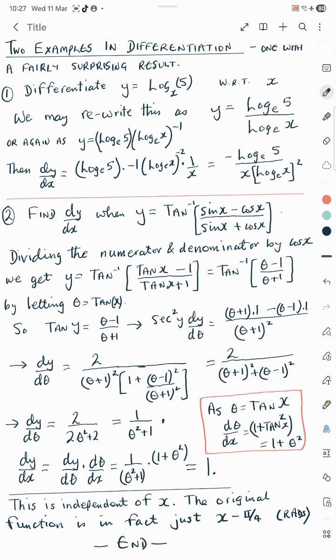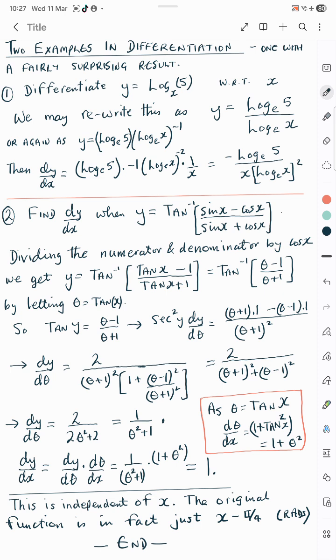The second one is to find dy/dx when y equals the inverse tan of (sin x minus cos x) over (sin x plus cos x). Now I found this easier to do if we transform the argument a little bit by dividing the numerator and denominator by the cosine of x, which will give us y equals tan inverse of (tan x minus 1) over (tan x plus 1). And then write that as tan inverse of (theta minus 1) over (theta plus 1) by letting theta equal tan x.